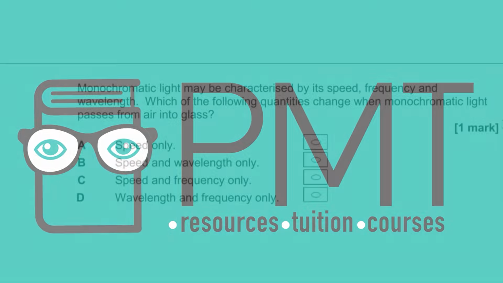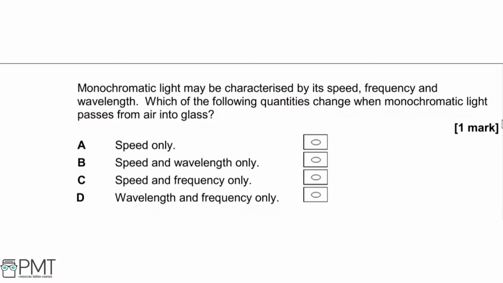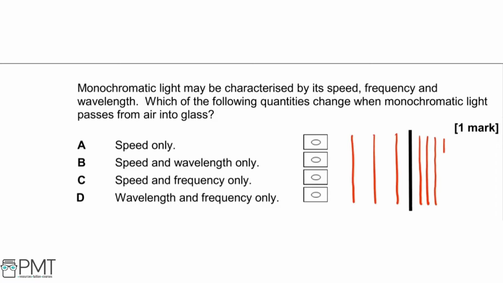So once you understand what's going on with monochromatic light as it passes across a boundary, this multiple choice question becomes very straightforward. So let's just draw a quick diagram of a light wave with its wavefronts passing across a boundary. I've drawn the two regions there, air and glass, and you can see that the wavelength actually gets shorter.